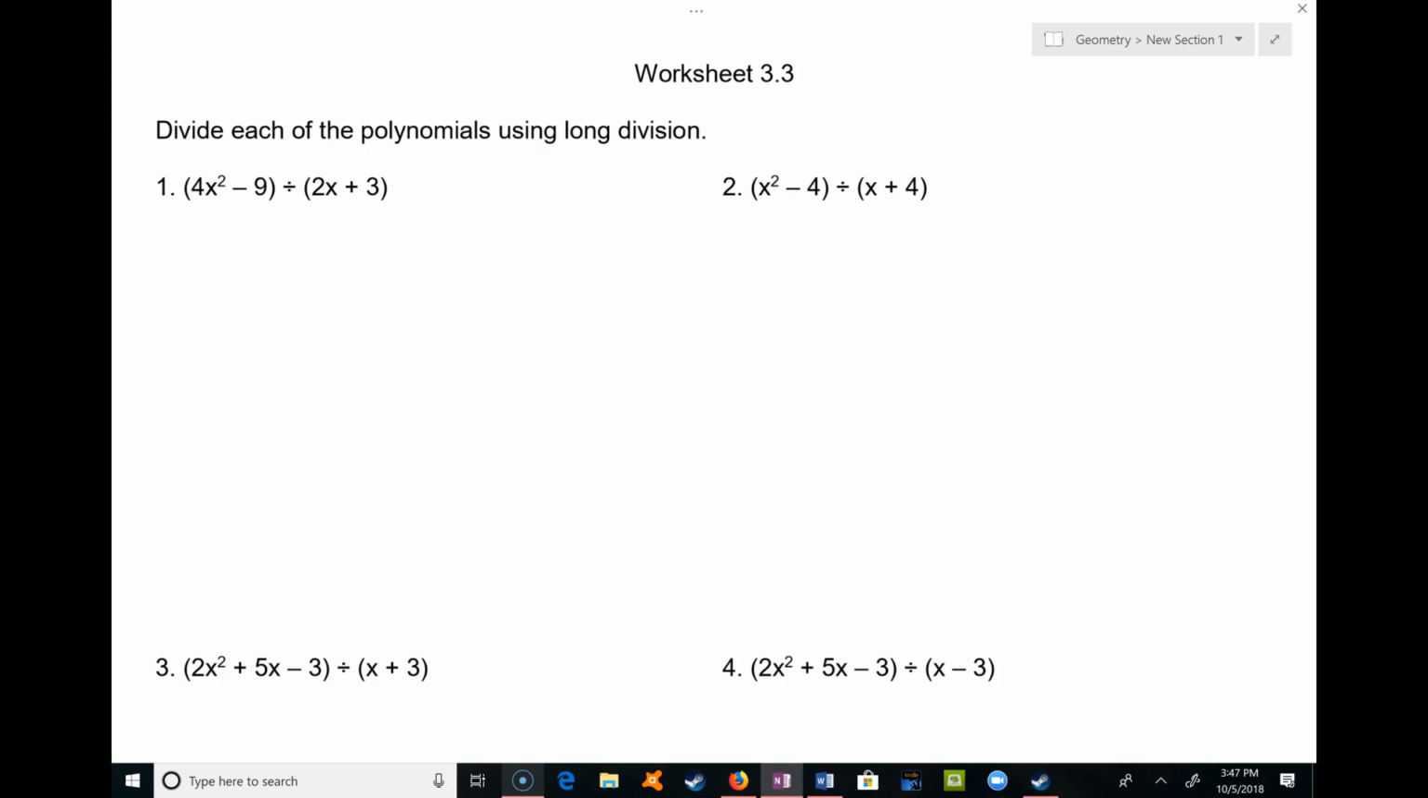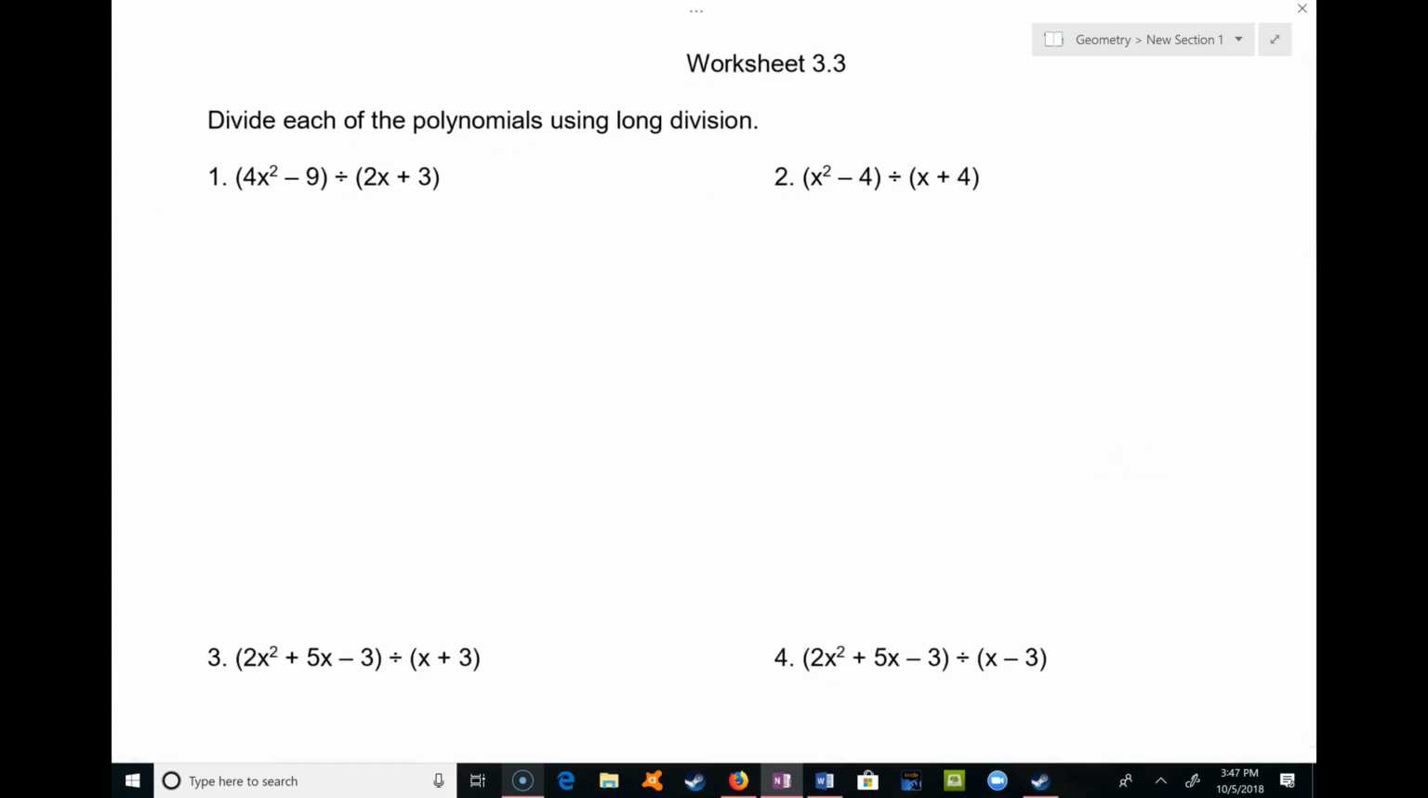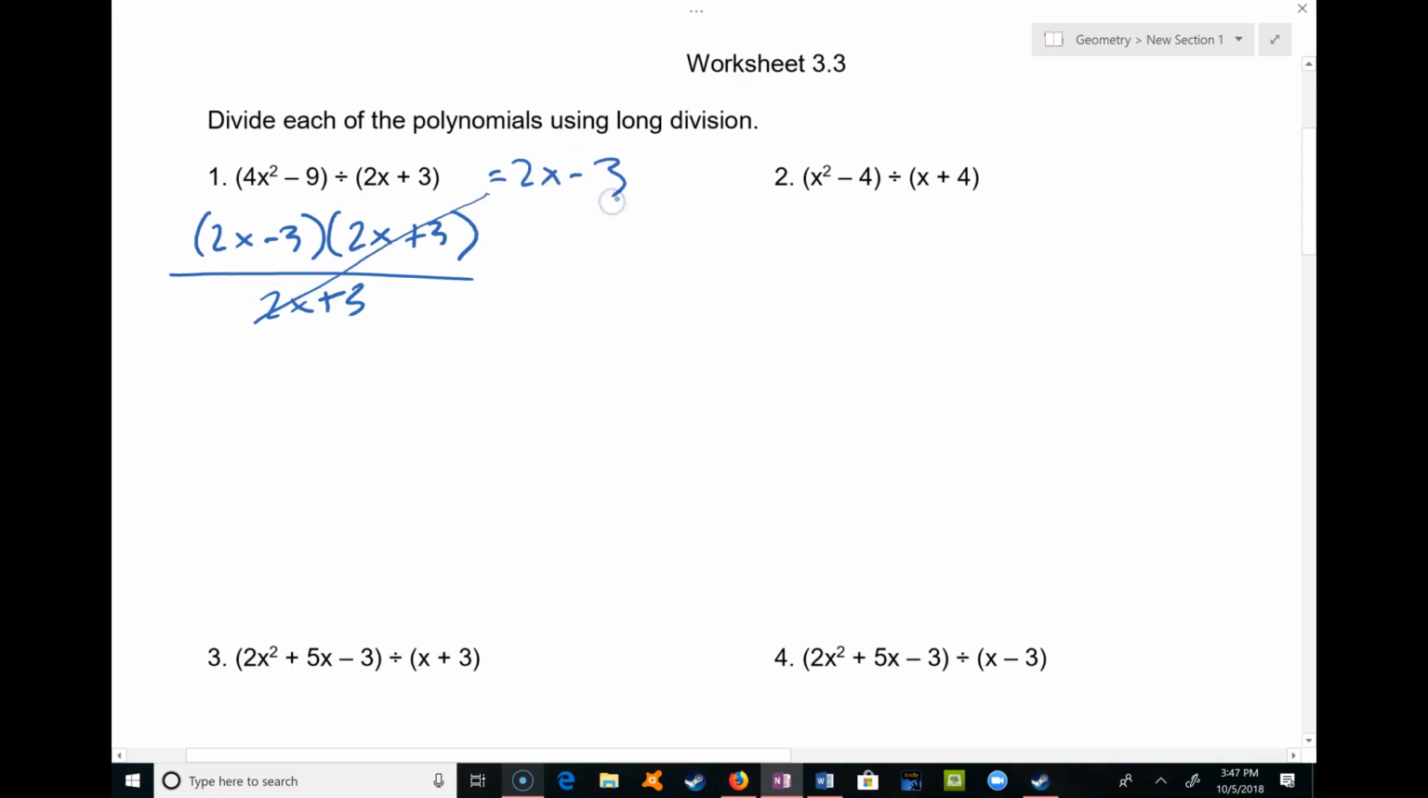matching factors. So, for example, in this case, we notice this first thing could be written as 2x minus 3 times 2x plus 3. And this is asking to divide it by 2x plus 3. So you can see that we can actually just cancel this out, and the answer should be 2x minus 3. That's what it should be if we're doing division right.